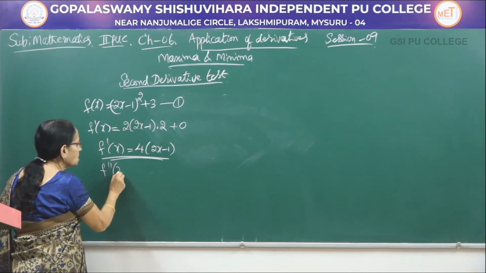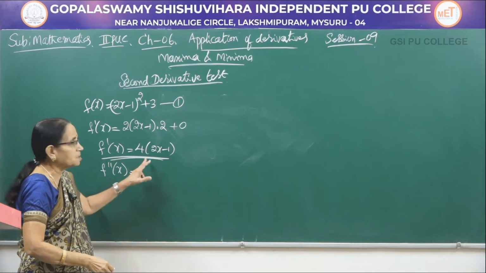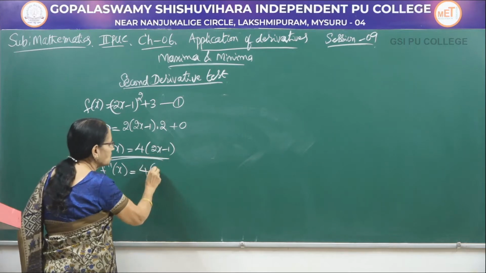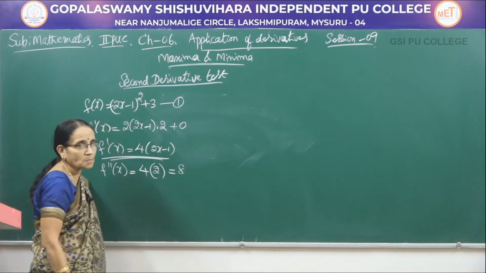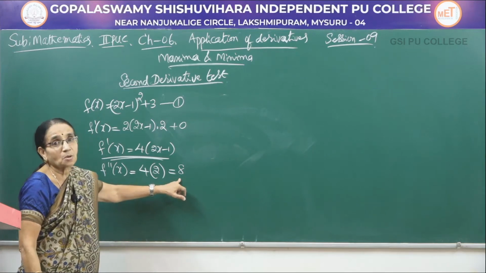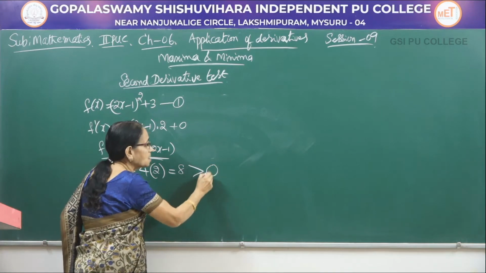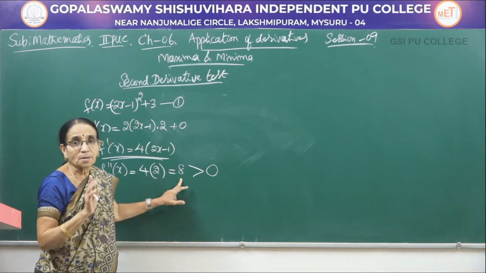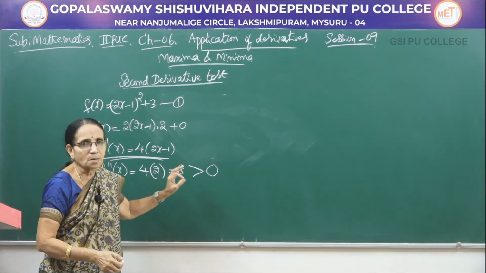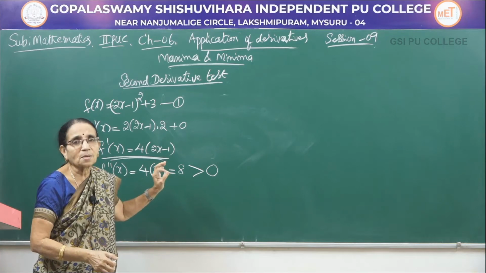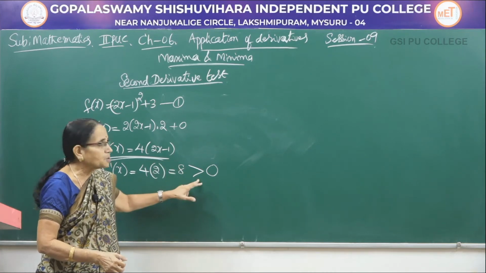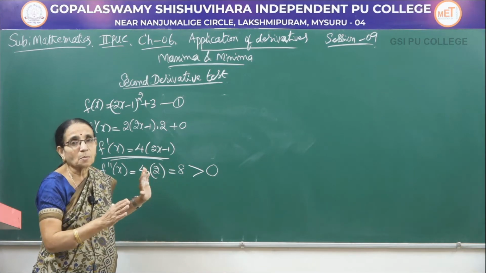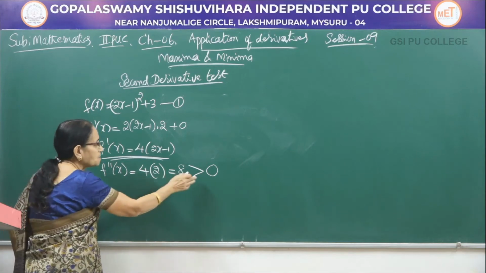Now go for the second derivative, f double dash x. This has to be differentiated. 4 into, it is 2 into 1, and the other term would be 0. Hence we have 8. So what is the value here? Plus 8 we got. That means it is greater than 0. See, we are not interested in the actual value of this. For the second derivative, we are interested only to know whether it attains a negative value or a positive value. That tells us what type of point it is, what type of value it would be getting. Therefore, it is greater than 0.